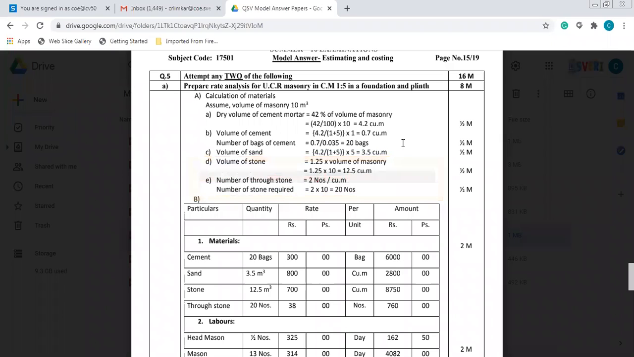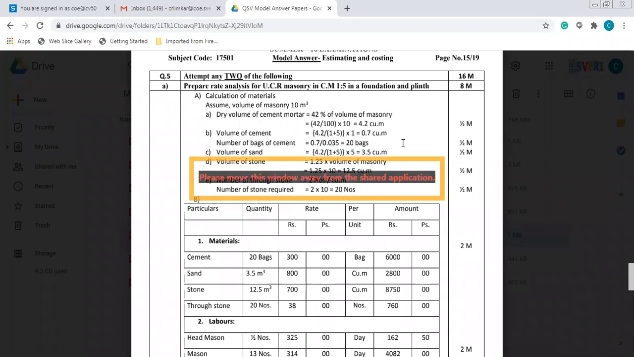Once again I am repeating, as far as the UCR masonry problem is considered, the volume of stone is always taken as 25% extra of whatever volume is being given. So the volume of masonry is given as 10 meter cube. Add 25% of 10 meter cube, that comes as 12.5 meter cube, the total volume of the stones. That is the formula that we have to use.